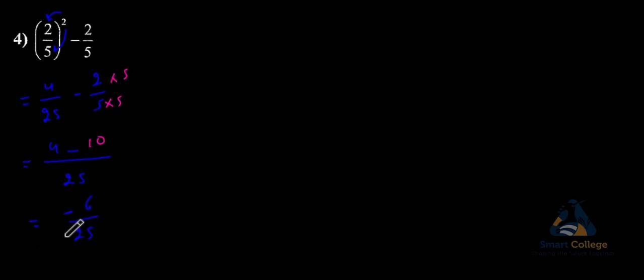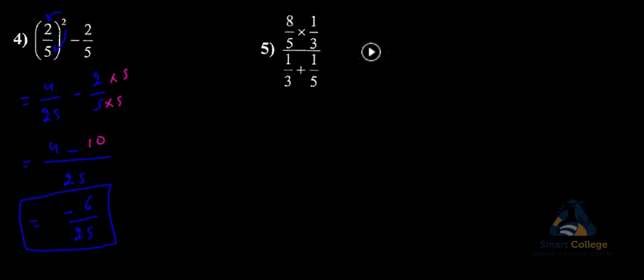Now, can we simplify this fraction? No, since the factors of 6 are 2 and 3, and 25 is not divisible by 2 or 3. So this is the final answer, or the simplest form. Another example, we have compound fractions here.